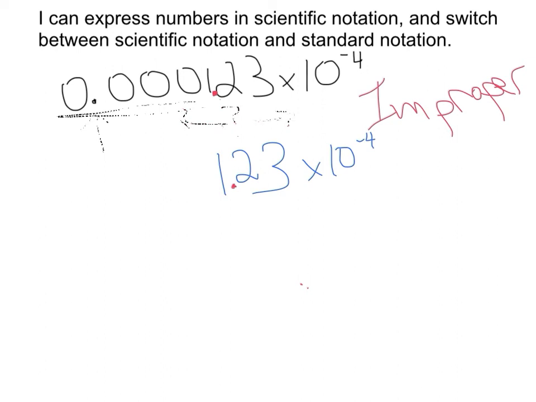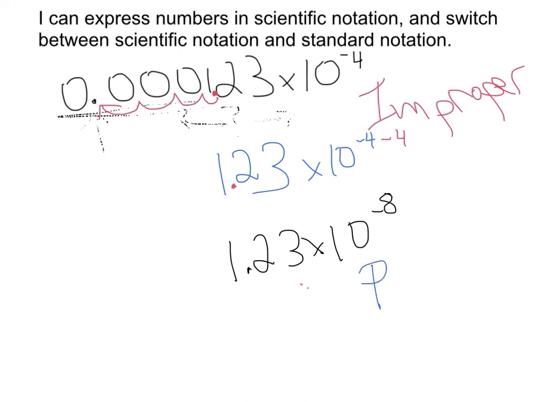So I put the decimal point there, and I'm going to count 1, 2, 3, 4. Okay, so I went 4 to the left. And whenever you go to the left, you subtract. So I'm going to subtract 4 over here, and my final answer will be 1.23 times 10 to the negative 4 minus negative 4. Negative 4 minus negative 4 is equal to negative 8. And that is my final answer, and this is proper scientific notation.